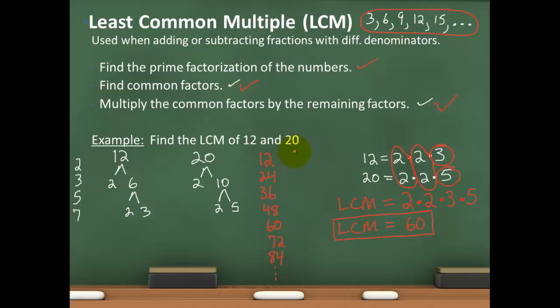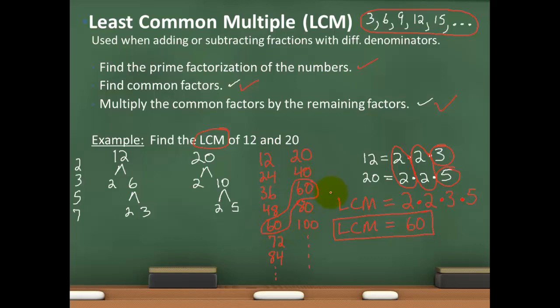All right, if I do the same thing for 20, but count by 20: 20, 40, 60, 80, 100, so on and so forth, I have all the multiples of 12 and the multiples of 20. And so if I want the least common multiple, then I look at the multiples of 20 and 12 and see which one they have in common that's the smallest. And that will be the 60.